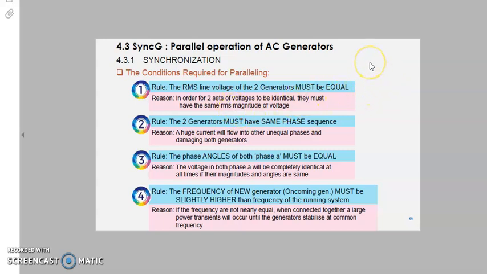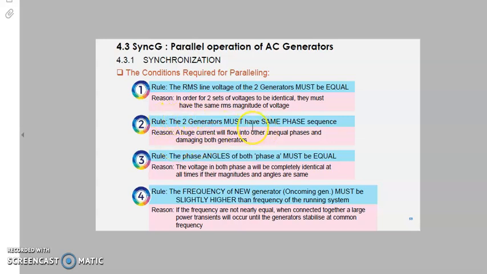Let's say you have one generator at higher voltage, another generator at lower voltage. What happens is that the higher voltage generator will supply your lower voltage generator. Instead of supplying the grid, it will charge, just like a battery. If you have a higher voltage battery, it will charge the lower voltage battery instead of supplying the grid. So that is the issue.